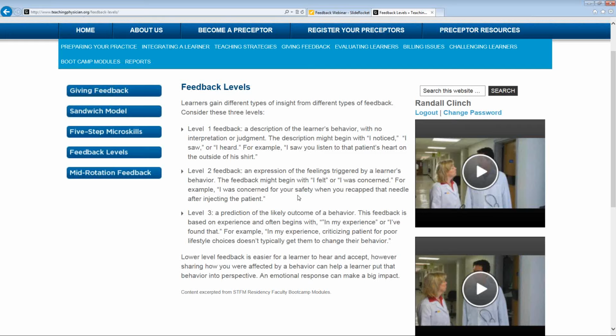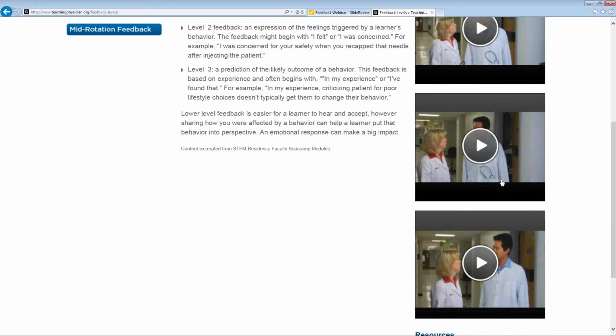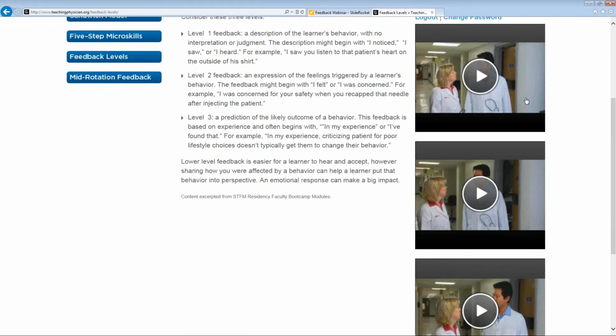So the levels of feedback, just remember the first level is that human video recorder. The second level is where you express your concern. The third level is where you give them your prediction of future outcomes based upon if they continue that behavior or if they modify it. And there are 3 good examples on the little video snips of a faculty member giving a resident some of these different feedback levels.